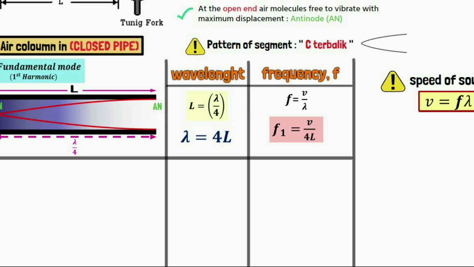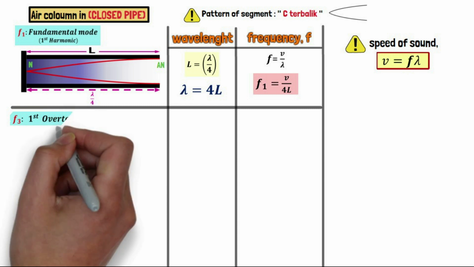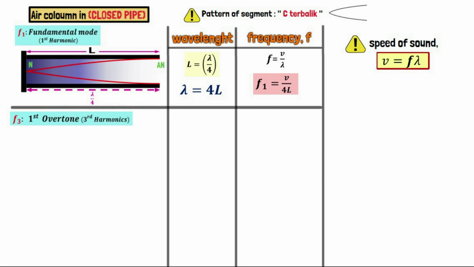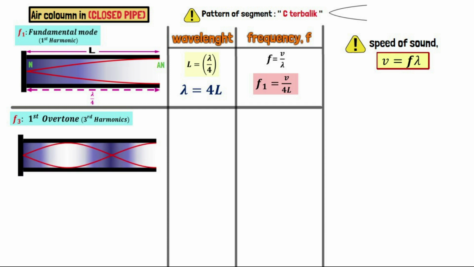Okay, ini special sikit. Untuk first overtone, for closed pipe, kita tak ada second harmonics macam open pipe dan stretch string. Mesti ingat, untuk closed pipe, first overtone bersamaan dengan third harmonics. Kenapa tak ada second harmonics? Ingat tak saya pesan tadi, untuk first harmonics hanya ada satu saja dorayaki, hanya ada satu saja X, hanya ada satu saja pattern of segment untuk C terbalik.